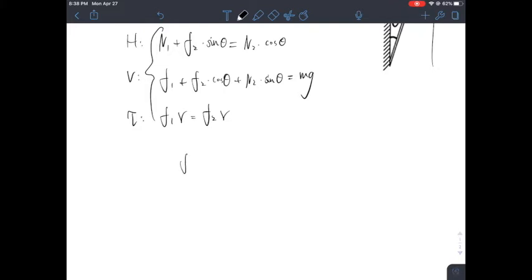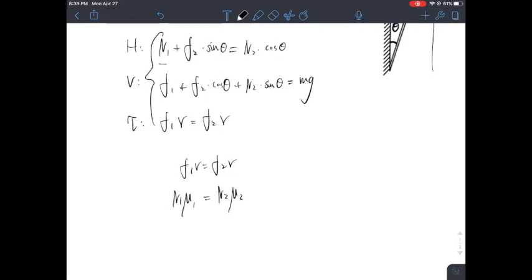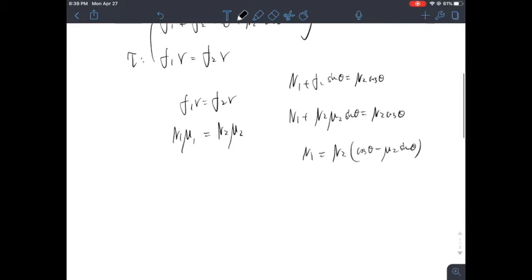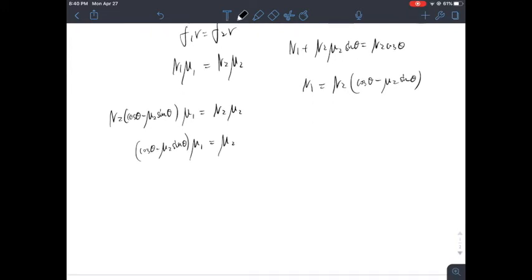From the torque equation, we can derive that N1 times μ1 is equal to N2 times μ2. Then we just need to solve for either N1 or N2. From the first horizontal equation, we can simplify as N1 plus N2 times μ2 times sine of theta is equal to N2 times cosine theta. Then we can solve for N1, expressing it as N2 times some cosine and sine. Then we plug it back into our torque equation. We get cosine of theta minus μ2 times sine of theta, times μ1, is equal to μ2.